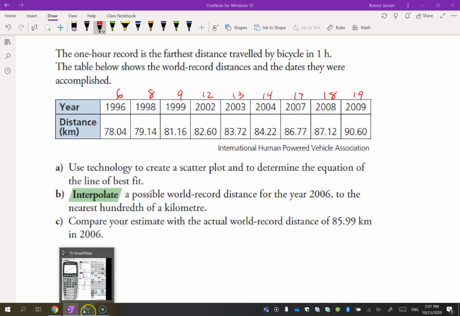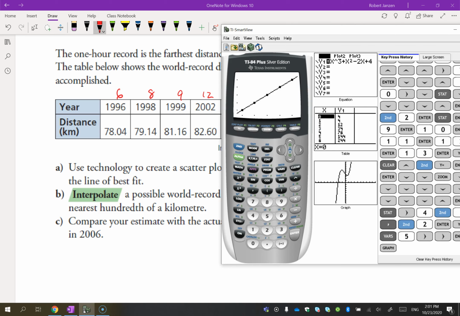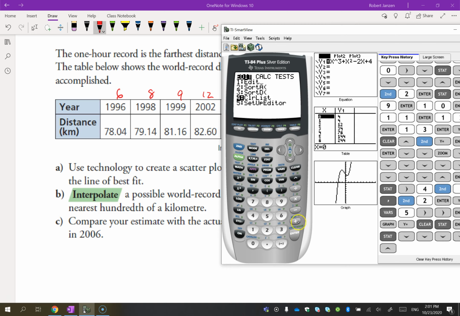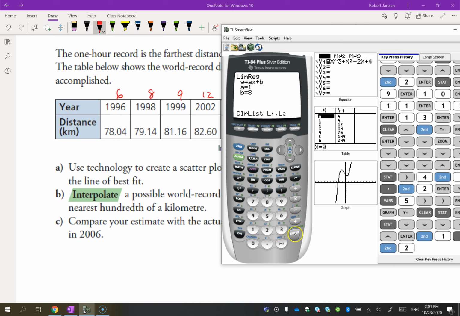Okay, so let's see if we can do this. So first of all, let's clear this. Let's go to Stat, Edit. I want to clear these two lists, so remember how to do that. I'm going to Stat, Clear List. And what do I want to clear? I want to clear L1 and I want to clear L2. Okay, so I've now got them cleared.